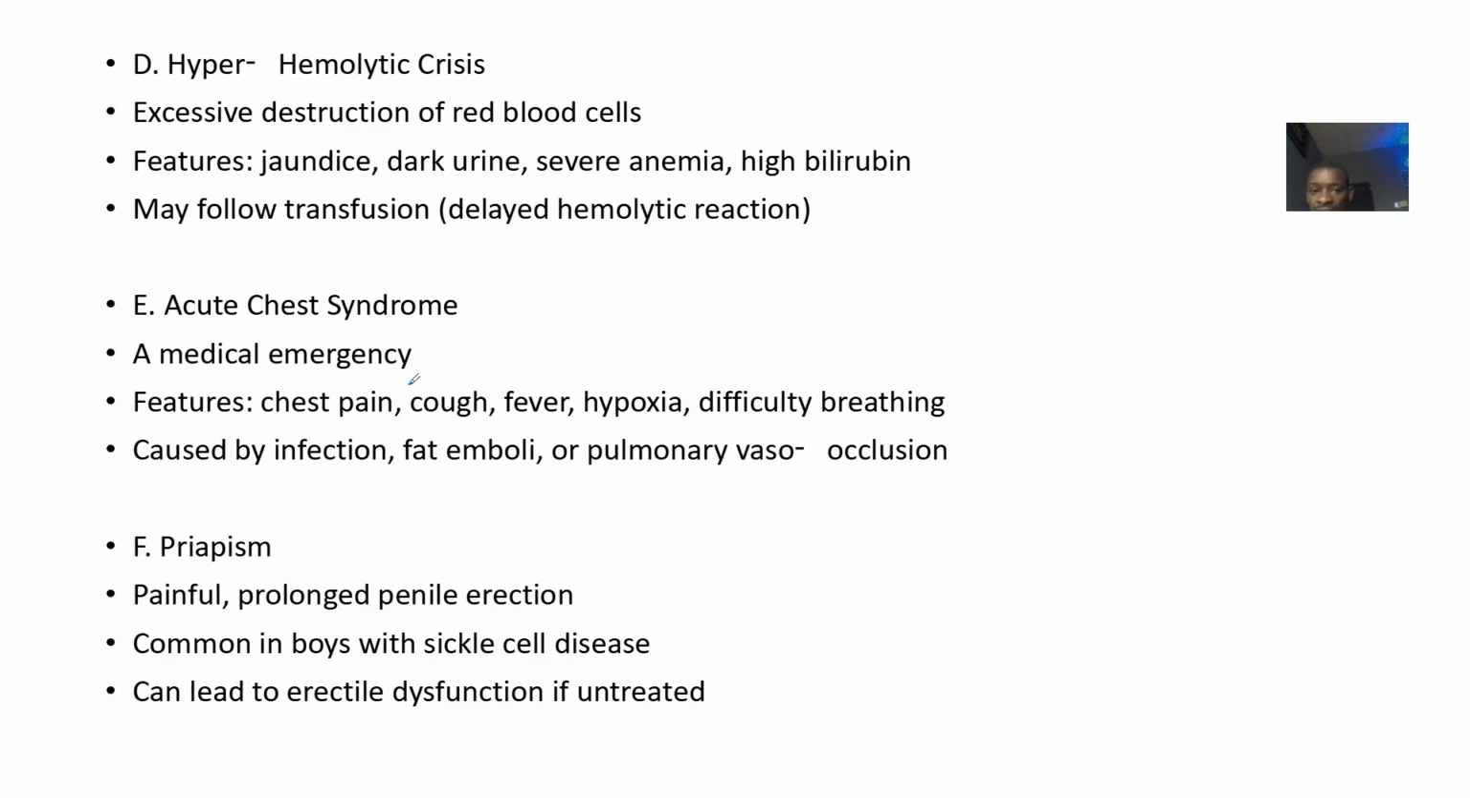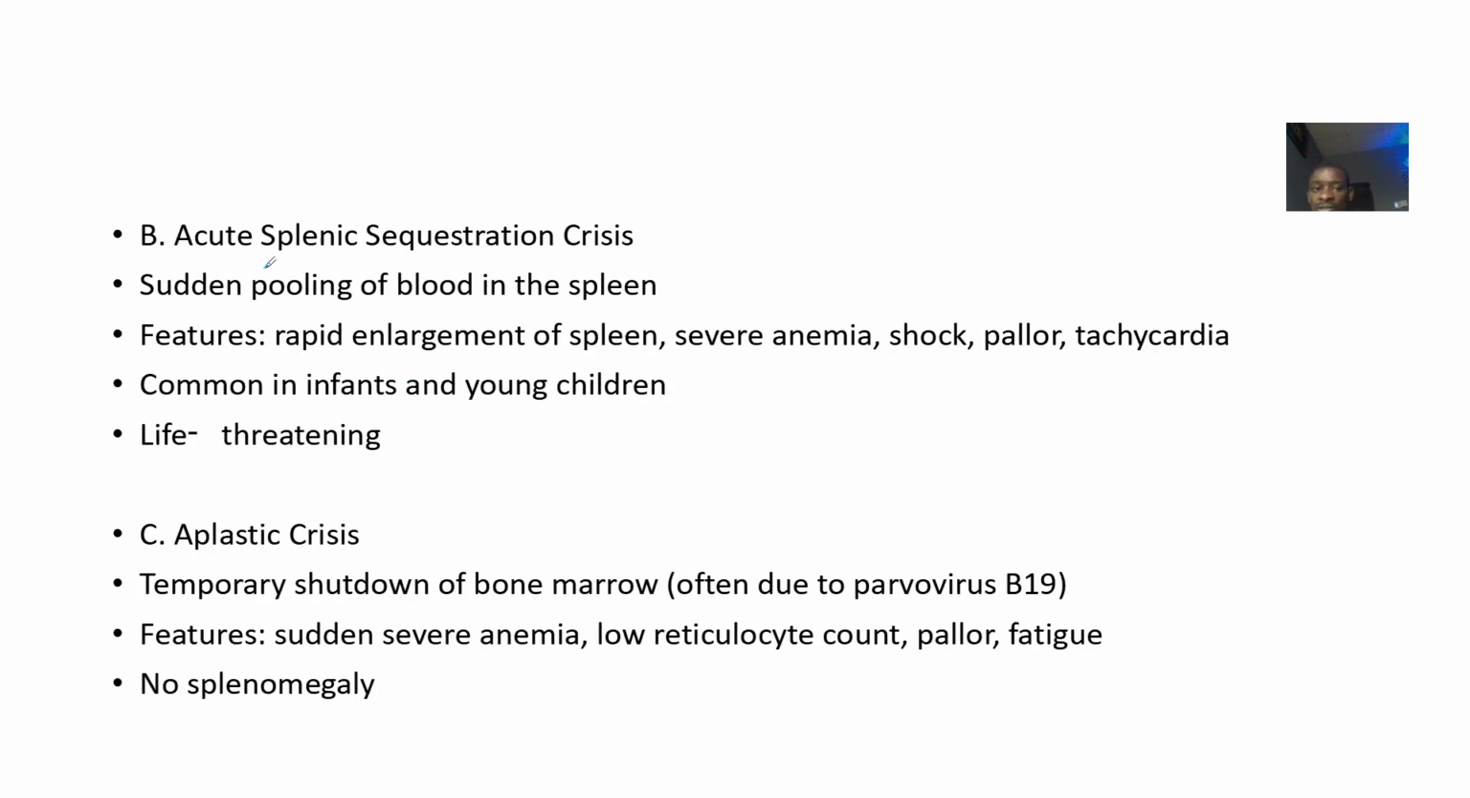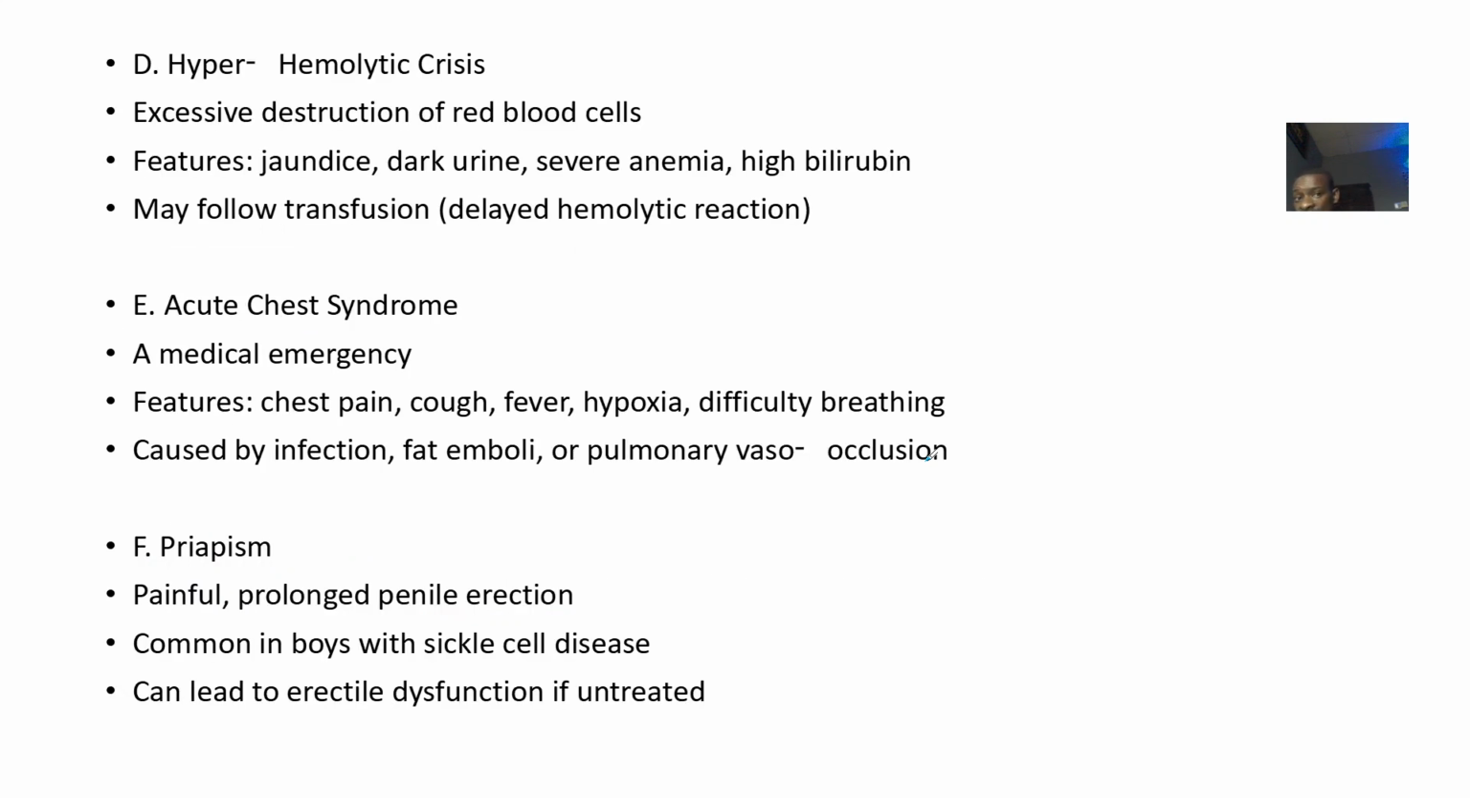Then we also have the acute splenic crisis. In this one, the blood is going into the spleen so much that it causes rapid enlargement of the spleen, severe anemia, shock, pallor, tachycardia, so it's life-threatening. Then we have the aplastic crisis. Aplastic crisis is when your bone marrow is not producing enough red blood cells. So you have a very low reticulocyte count, and it's usually triggered by a parvovirus B19 infection.